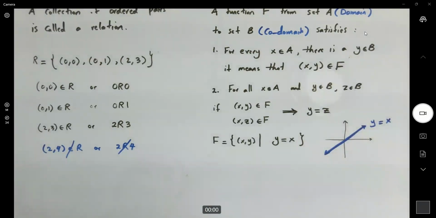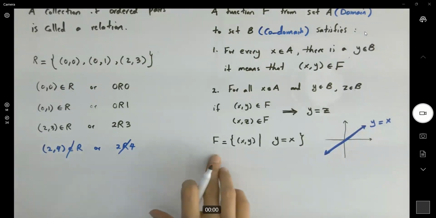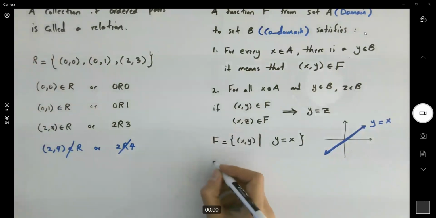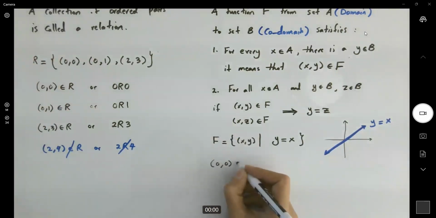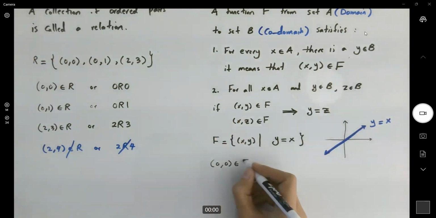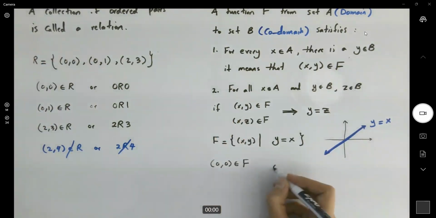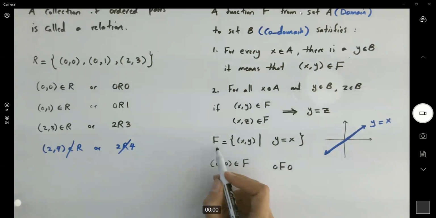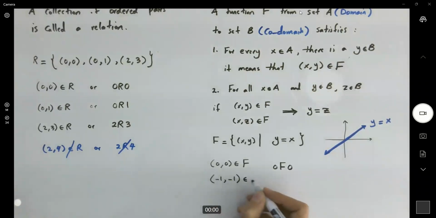So you might be interested in writing some points in this function, which is basically a relation with an additional condition. For example, we say, hey, (0, 0) is on this line, or 0 is connected to 0, is related to 0 by the definition of f. Okay, what about (1, 1)? Negative 1 and negative 1, for example. (-1, -1) is in relation f.